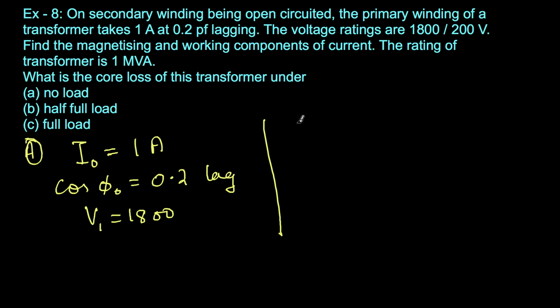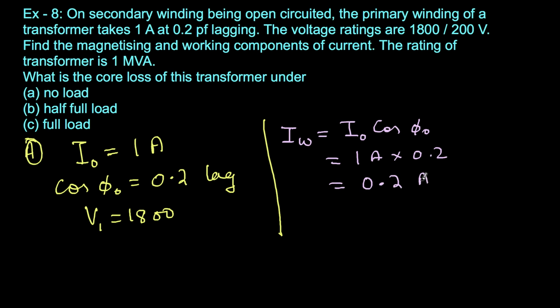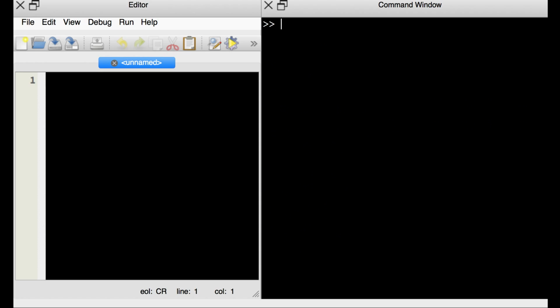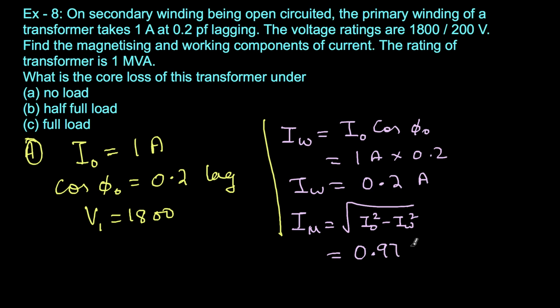So what is asked here? The working component of the current I can directly get by I naught cos phi naught. So 1 ampere multiplied by 0.2, that is nothing but 0.2 amperes of working component current. And then the magnetizing component will be the square root of I naught square minus I_W square. So the square root of 1 square is 1, minus 0.2 square. I'm getting 0.9798 amperes of magnetizing current. Good.